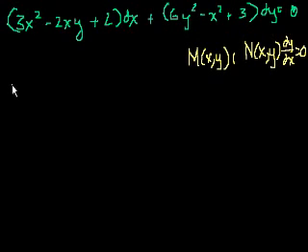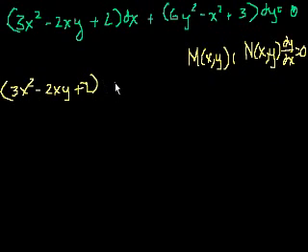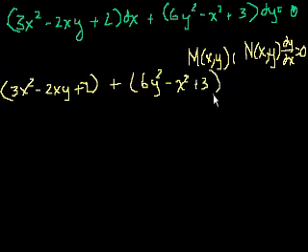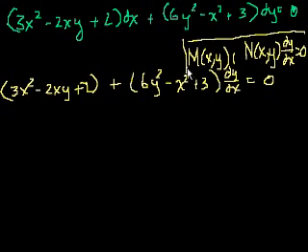And then we get 3x squared minus 2xy plus 2. We're dividing by dx, so that dx just becomes a 1. Plus 6y squared minus x squared plus 3. And then we're dividing by dx, so that becomes dy dx is equal to, what's 0 divided by dx? Well, it's just 0. And there we have it. We have written this in the form that we need. And now we need to prove to ourselves that this is an exact equation.